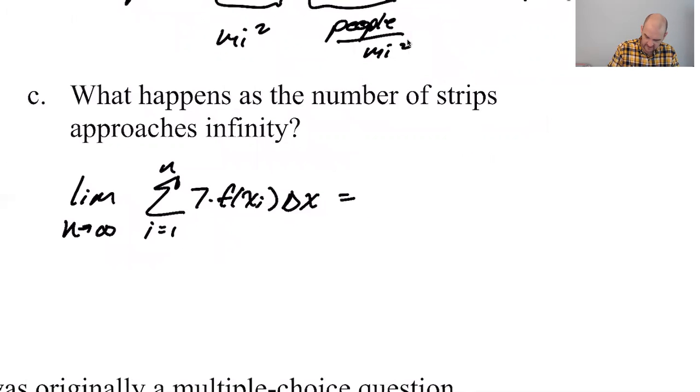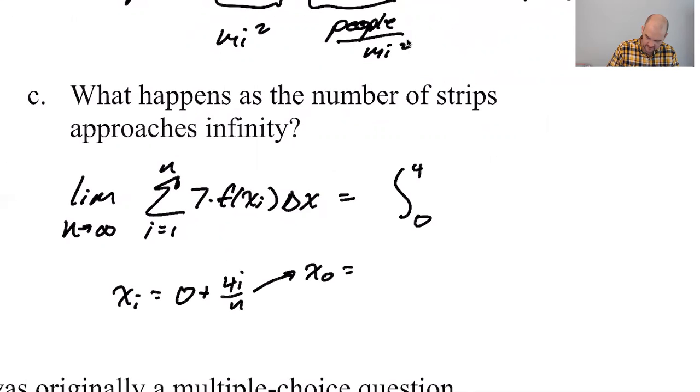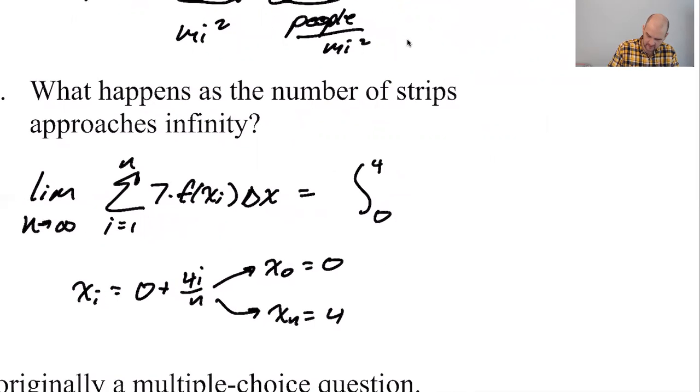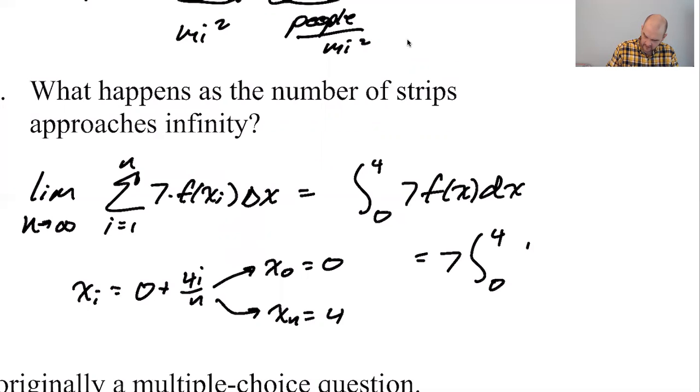When I take this limit, I will get the integral from 0 to 4, right? Because x sub i is 0 plus 4i over n. So x0 is 0 and xn is 4. So the integral from 0 to 4 of 7 f of x dx, or 7 times the integral from 0 to 4 of f of x dx.